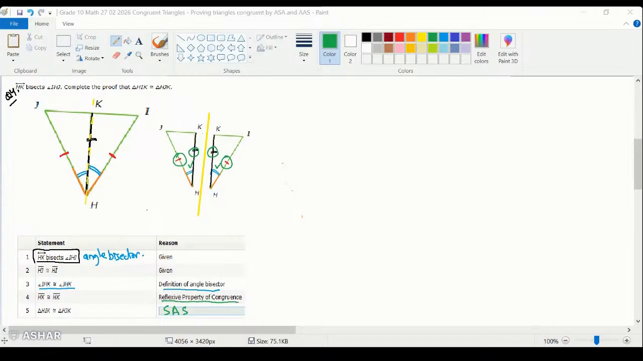For the next question, it says V is the midpoint. Let me just copy.